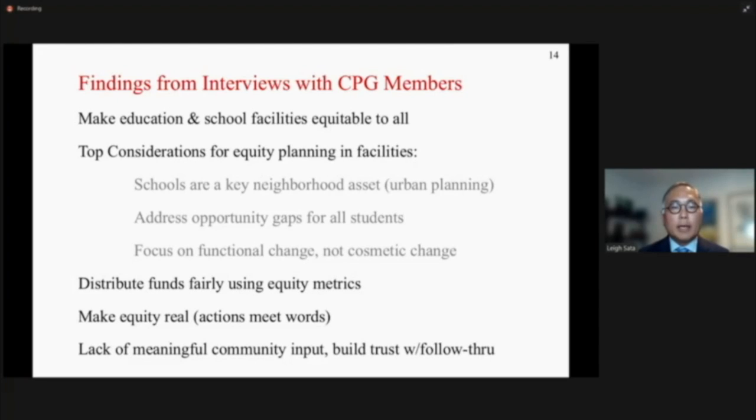There were several comments about making sure that not only do we talk about equity and express our affinity for equity, but that we make it real by making our actions meet our words. And of course, that means really using these metrics as we parcel out the funding. There was also a concern that over time and in the past here at this district, there has been a lack of meaningful community input, but that the board and staff have a real opportunity here to build trust by following through on these findings and the data that's been provided in this tool. Next slide, please.